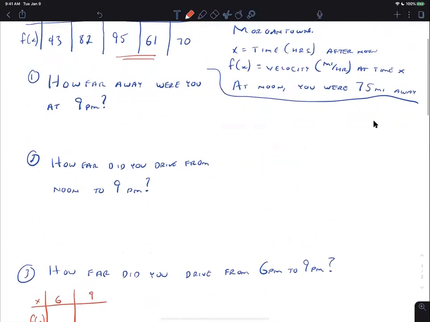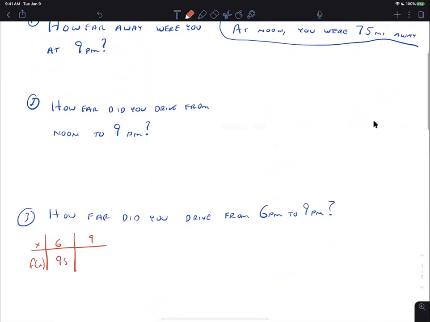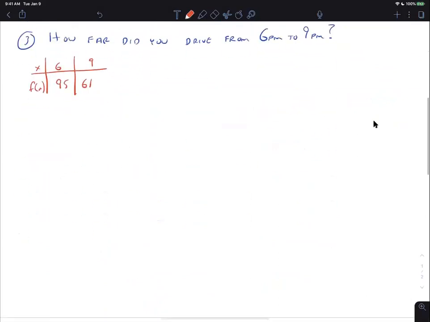And what do we say? 95 miles an hour and 61 miles per hour. Okay, and this is all that's going to be relevant for that part. Does everybody get that? Okay, and so the problem here, as far as trying to get an answer for how far you drove from 6 to 9, is what? What makes this so hard given the information that I've got for you guys?